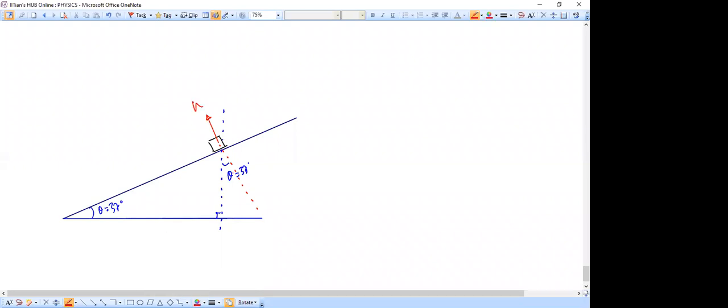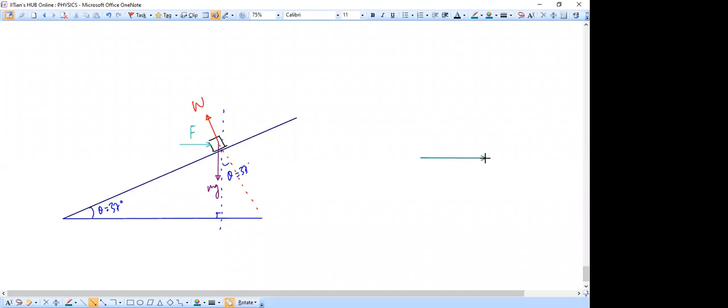You have normal reaction, you have weight which will act along the vertical direction, and in this case I have applied the horizontal force. I've applied this force horizontally, so you have F like this, and this block is supposed to be in equilibrium. So if we make a free body diagram with only the forces showing, the forces will be like this.